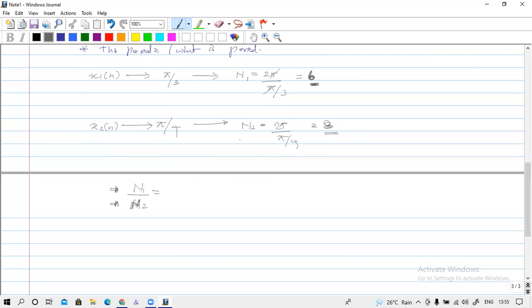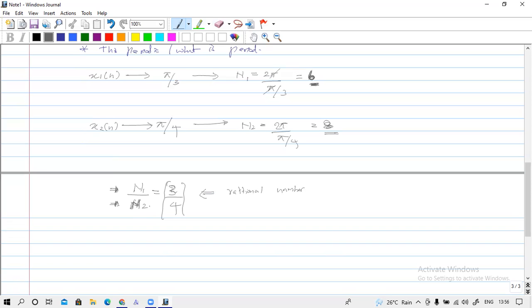Okay, and now check what the ratio is. It is 2 by 4, no? Yeah, sorry, 3 by 4. So 6 by 8 means 3 by 4. So this is the ratio. So what is this number? It is a rational number, no? Because we can express this as a ratio. So 3 by 4 is a rational number.